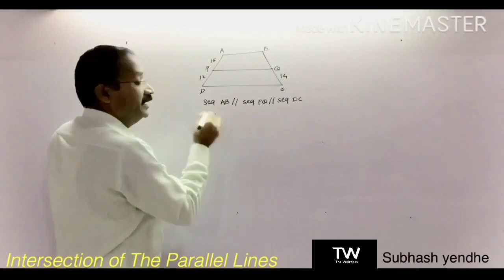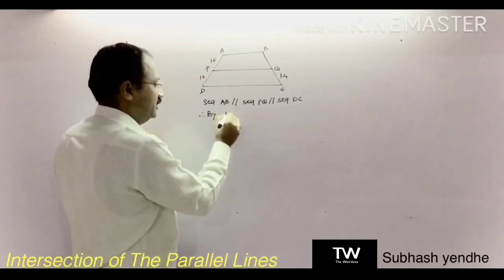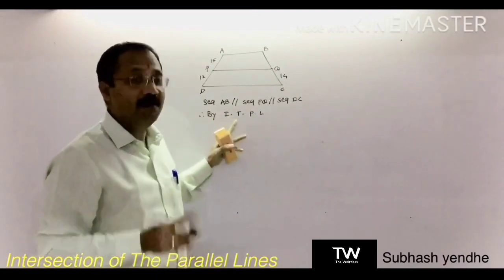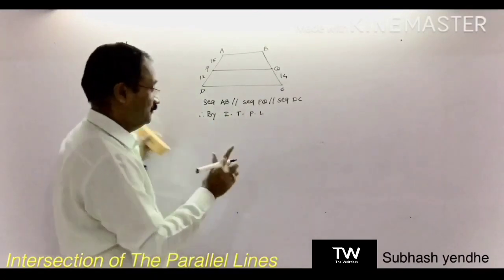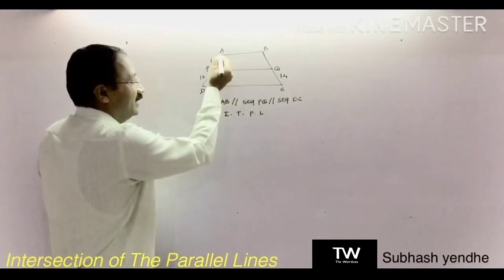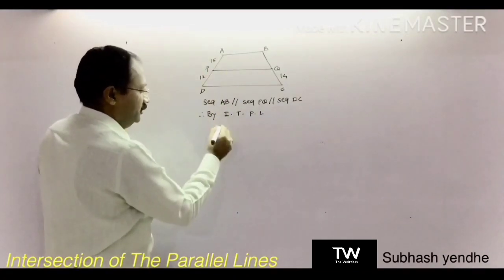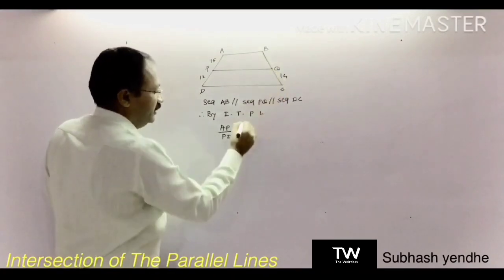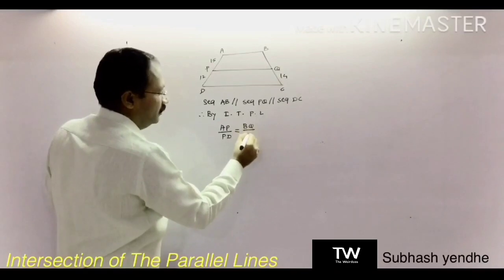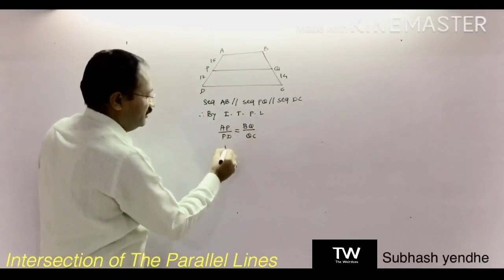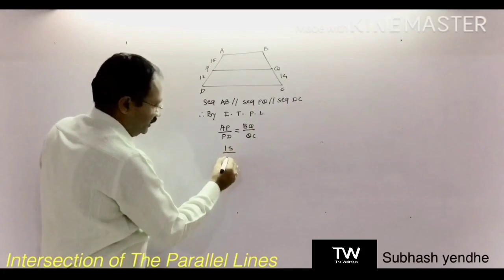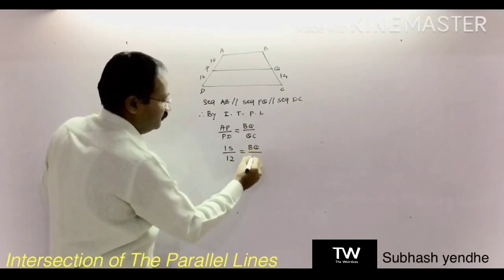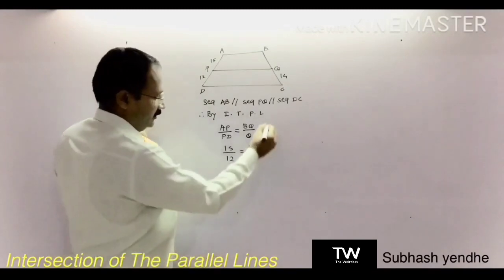Segment AB is parallel to segment PQ is parallel to segment DC. Therefore, by intersection of three parallel lines. I have written the shortcut here, but don't write the shortcut in the exam. So what do you have to write? It comes from upper to lower: AP upon PD, and from that side, BQ upon QC. AP is given 15, PD is given 12, BQ you have to find out, and QC is given 14.